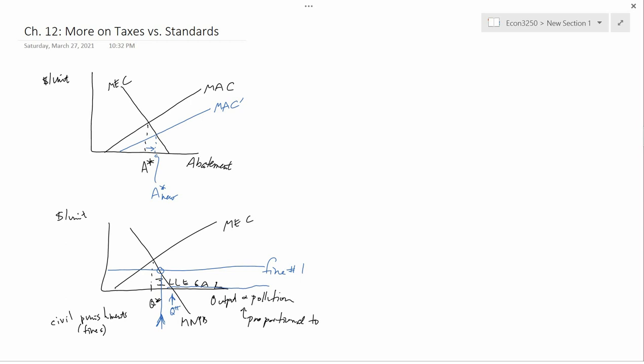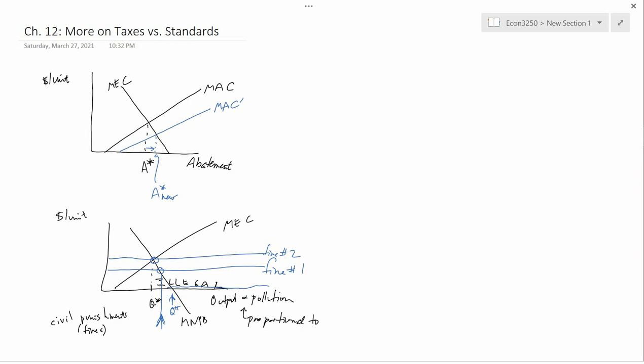So the government looks at this and says, well, we don't want the firms to be doing this. So what we're going to have to do is increase the fine. We can increase the fine to this. And then if the firm was going to get caught every single time it violated the law, then fine number two would act just like a tax. And the firm would want to go to here. And that's Q star, which is great, because that's where we want the firm to go.